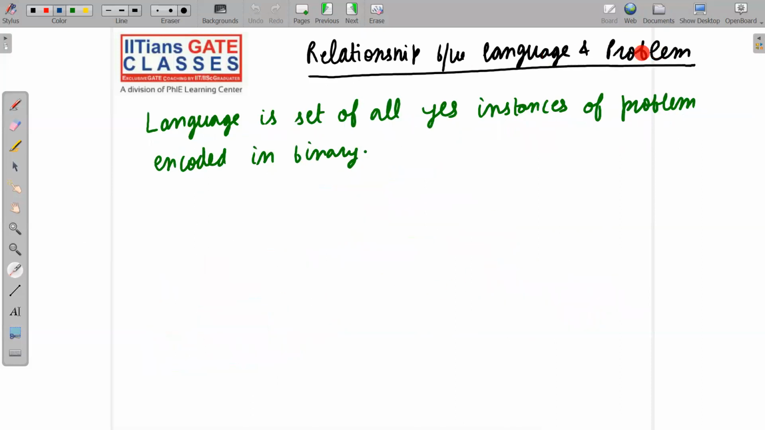Next, relationship between language and problem. This is a very, very important point, and most of the students get confused here, so let me clear it properly. Language is the set of all yes instances of the problem, coded in binary. Please note it down carefully. There are two keywords here: yes instances and coded in binary. Now you may wonder, sir, how will the ambiguity problem of CFG be encoded in binary?